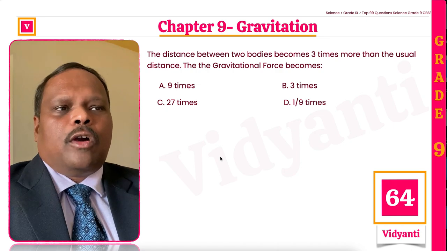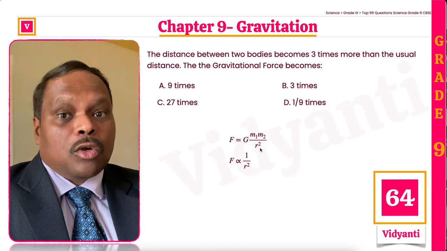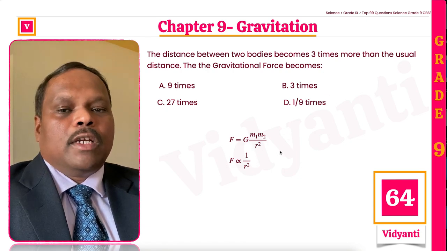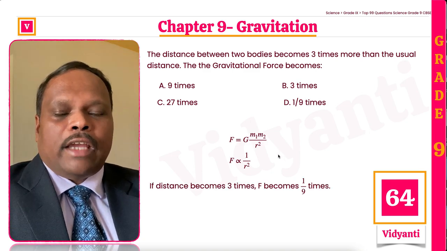The distance between two bodies is 3 times. Well, the force is inversely proportional to the square of the distance. If the distance becomes 3 times, the force will become 1/9. Remember, it is inversely proportional, so it will become 1/9 times.